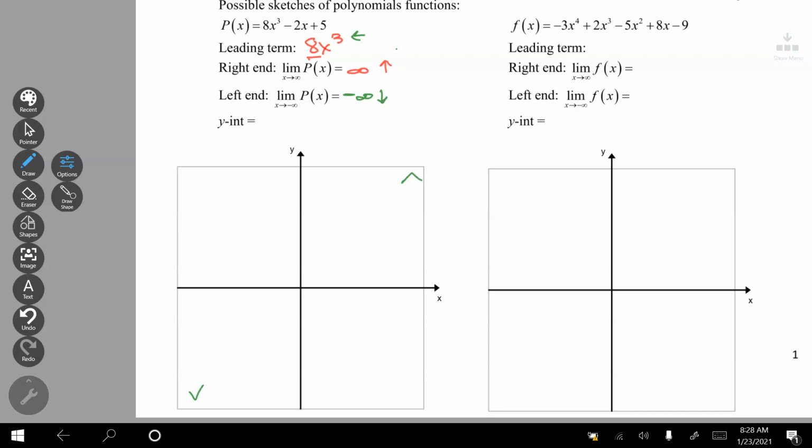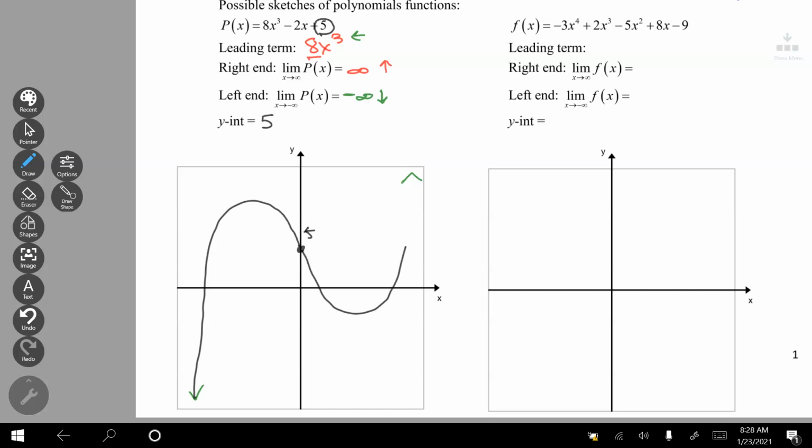Because it's 3, it could have up to 3 x-intercepts. It could have 1 or 2, but it couldn't have 4. And the y-intercept is this last term here of 5. And I could just put 5 anywhere. I'll put it here. Now I don't have to be at those arrows, but I do want to go from the left arrow to the right arrow. I want to be down on the left, up on the right, and up to 3 x-intercepts.